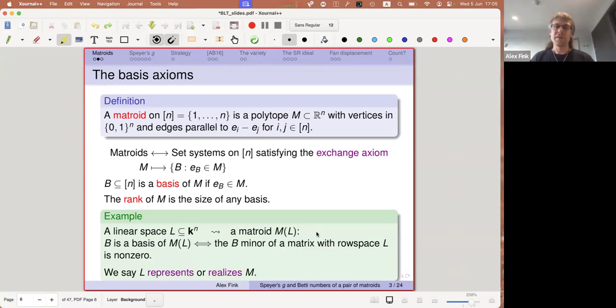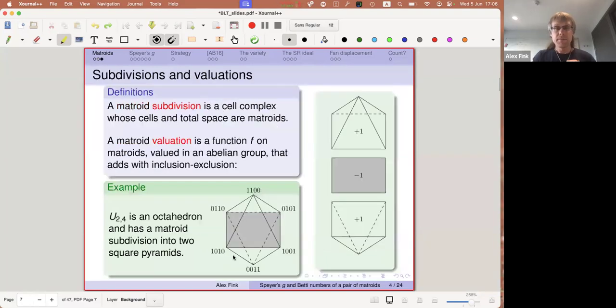There's various ways to describe the process, but you can think of taking a matrix whose row space is my prescribed linear space, that's of full rank. So if L is r-dimensional, I want an r by n matrix, and then I look at its maximal minors, and the non-zero ones give me the bases of my matroid. So this is probably review for this audience.